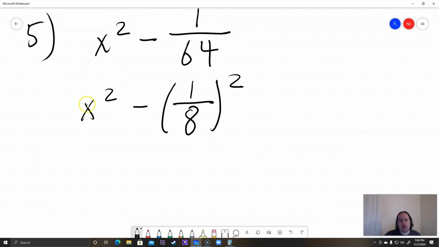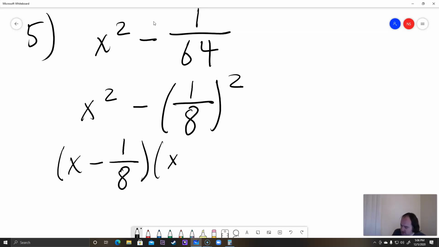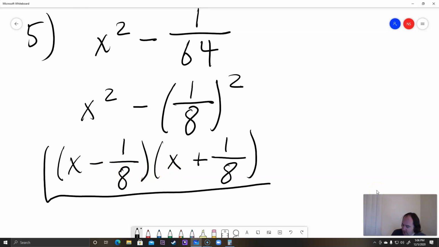But now that we've rewritten it as something squared minus something else squared, we can go ahead and write our answer. So remember, it's the first thing minus the second thing. So x minus 1/8 times the first thing plus the second thing. So that's times x plus 1/8. And I know it looks strange having it factored where we have fractions, but that's actually how they want you to write your answer. So this is actually how they did the whole problem, and that's our answer.